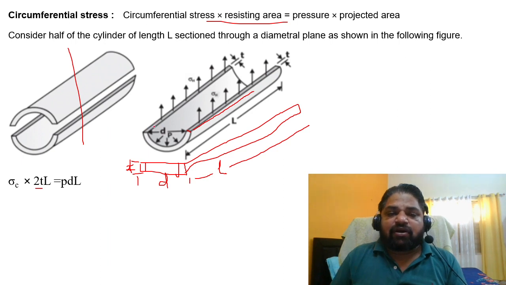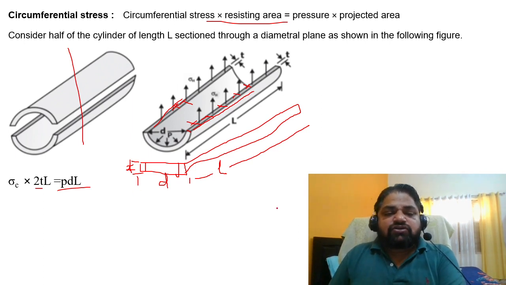Sigma c is applied on this area as I cut across it, and sigma c develops on these two sides, each having the area tL. So 2tL has to be equal to the internal pressure acting on the whole projected area, which is D into L on the rectangular section. From here I can calculate sigma c. Sigma c is equal to PD by 2t, as L cancels and only 2t remains in the denominator. So here you can see sigma c equals PD by 2t.